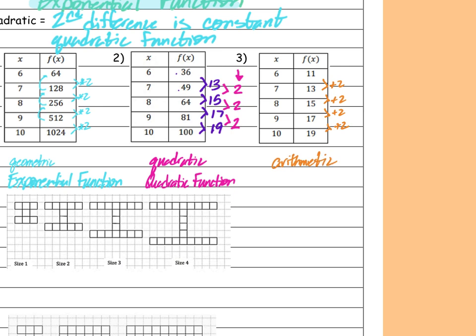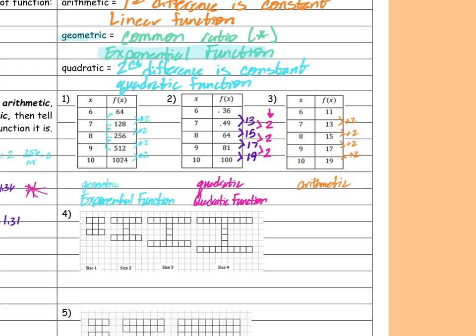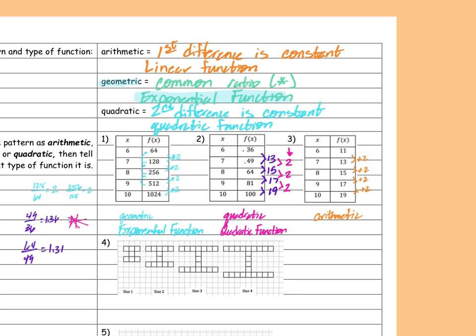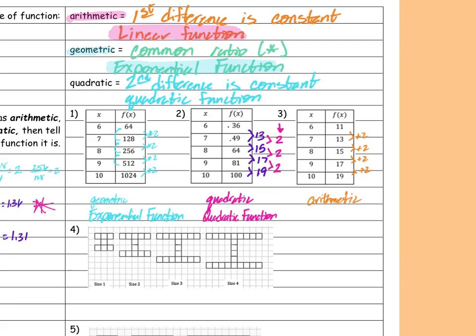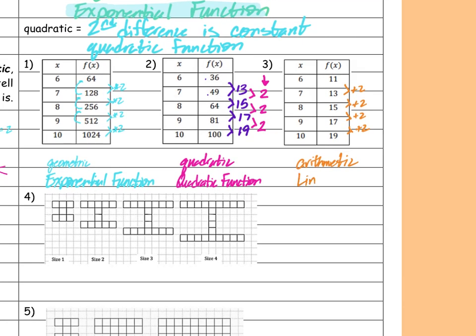arithmetic. Sorry, you guys, I'm a horrible speller. Arithmetic, okay? So if it's an arithmetic pattern, what type of function is it? Do I need to go back up here? What type of function is it? Yeah, good, Esther. So if I look, and you can look, I'm going to go up here. If it's an arithmetic pattern, it's going to be a what? Linear function. Is that okay? Does that make sense? Okay, so linear.